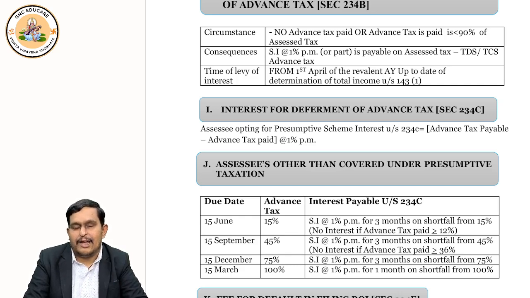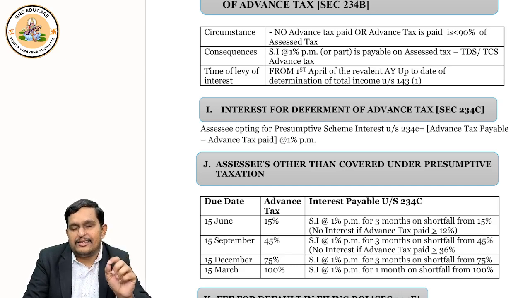Okay. Now, what about this installment concept? 234C installments are very important. Till 15th June you did not pay. Till 15th September 45% you did not pay. Till 15th December 75% you did not pay. Till 15th March 100% you did not pay. Then what will happen? Then 1% per month they said, but it is applicable to the whole quarter. Quarter means 3 months.